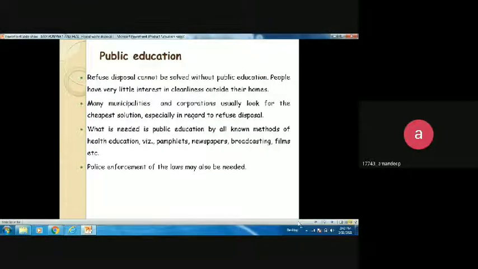Next topic is public education. Refuse disposal cannot be solved without public education. People have very little interest in cleanliness outside their homes. Many municipalities and corporations usually look for the cheapest solutions, especially in regard to refuse disposal. What is needed is public education by all known methods of health education, that is pamphlets, newspapers, broadcasting, films, etc. Police enforcement of the laws may also be needed.